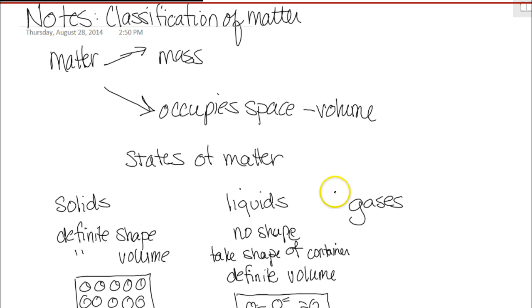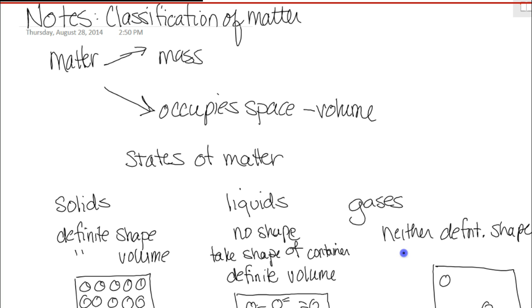Gases, on the other hand, the third state we're going to deal with, have neither definite shape nor volume. Okay, so they're very free and they will fill the space of the container they're in. So if we were to nano a gas, we would show them very spread apart, very few particles. If they were moving, they'd be moving quite fast in general. Okay, so these are the three states of matter.